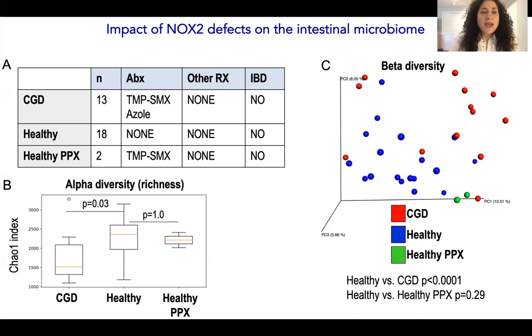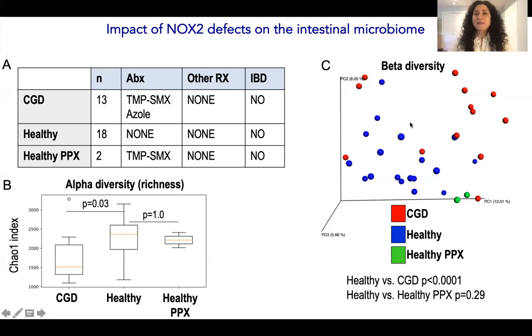And firstly, we looked at the alpha diversity, so that's the richness of the microbial community. And of course, the patients that are healthy have the most microbial richness, which is associated with better outcomes, less inflammation, more intestinal health. And similarly, patients who were healthy but on prophylactic antibiotics had very similar levels of microbial richness. However, patients with CGD had a decreased alpha diversity or microbial richness.